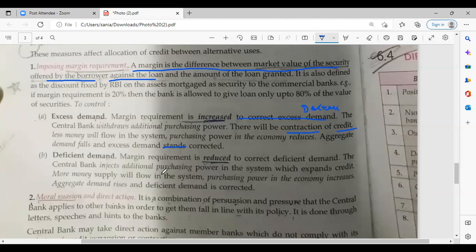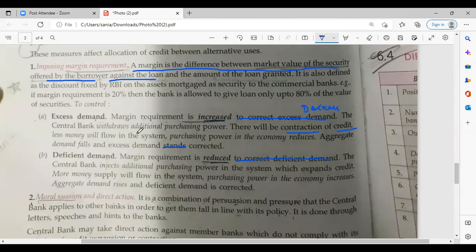Same with deficit demand. It is totally opposite of this. Here everything decreases. With deficit demand, nobody was demanding. So what I did, I decreased the marginal requirement. What will happen? The central bank injects. See, there are two terms. One is withdraw, which means taking something out, and injecting is giving. When you get an injection, the vitamins, everything goes in your body, right? So the central bank injects additional purchasing power.